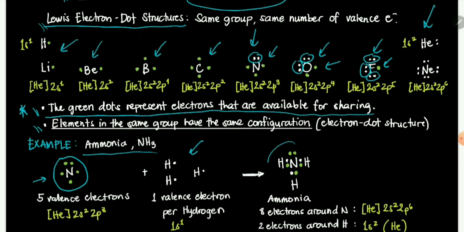So, makikita natin dito na kapag nag-form yung ammonia, okay, so for each bond, may isang electron from nitrogen at may isang electron from hydrogen. So, ganyan sila nag-share. So, that's how you represent ammonia using the Lewis electron dot structures.